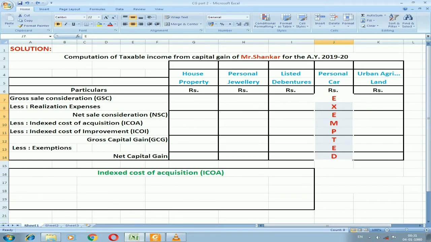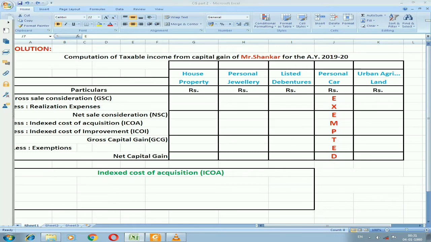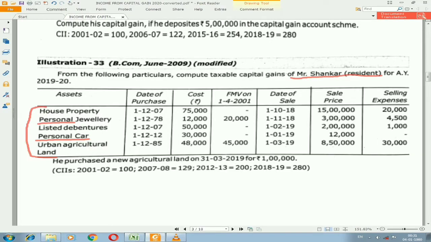Let us find out whether the other assets are long-term or short-term capital assets by checking their purchase date and sale date. The first asset is house property, which comes under land and building. It is purchased in 2007 and sold in 2018. You need to check whether it is more than 2 years; it is more than 2 years, so it is a long-term capital asset.